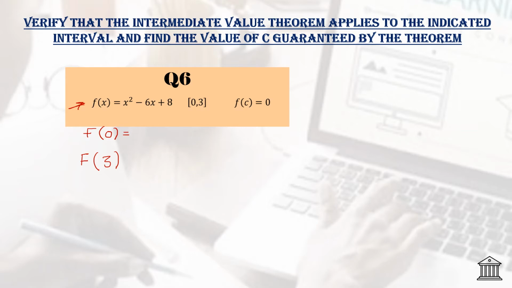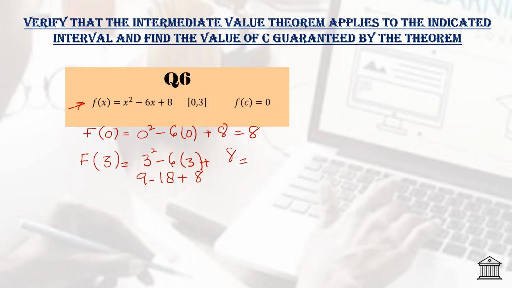So replace x by 0, you will get 0 squared minus 6 times 0 plus 8. So the answer is 8. Similarly, now you have to write what it will equal when you replace x by 3. So 3 squared minus 6 times 3 plus 8. So 3 times 3 gives you 9 minus 18 plus 8. 9 minus 18 is minus 9. Minus 9 plus 8 gives you minus 1.